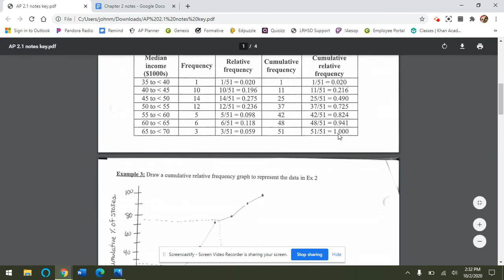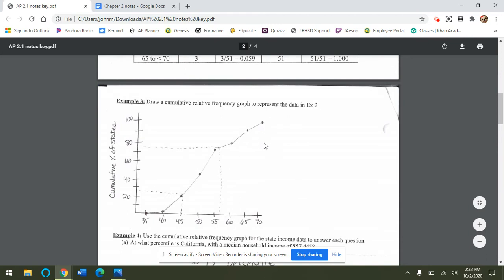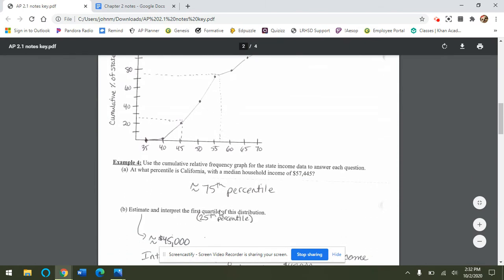So this 1 or 100% is going to be at the 70,000. So 100% is here pairing up with the 70,000. Now you'll notice I have some dots drawn on mine this way. That's actually my work for as I do the next problem.